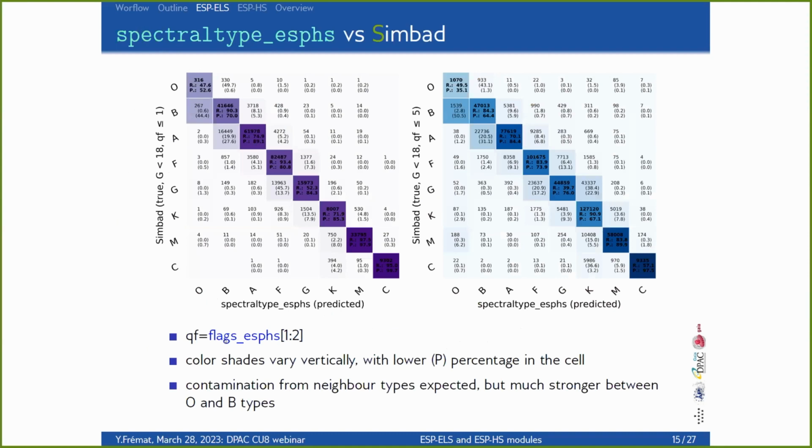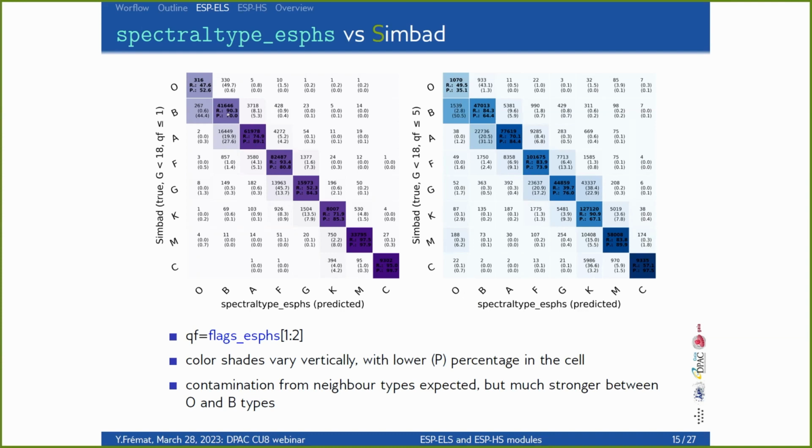ESP-ELS is also providing a spectral type tagging. Here we also use a confusion matrix to rate the spectral type tag that has been provided. There is a quality flag you can use to get an estimate of how confident we can be in this spectral type tagging. The quality flag is the second digit of flags_esphs. And when we compare the results to SIMBAD, we usually get a fair agreement.